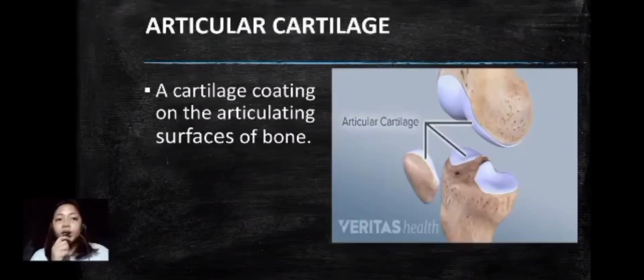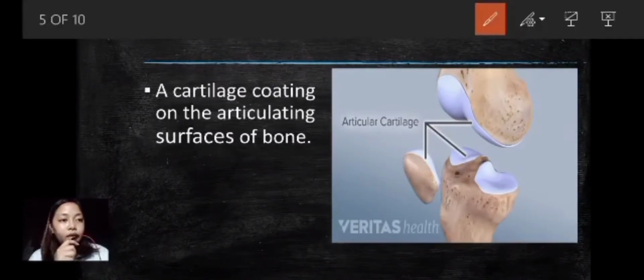Okay, so next, articular cartilage. A cartilage coating on the articulating surface of bone. So this is the articular cartilage. That is what we call articular cartilage.